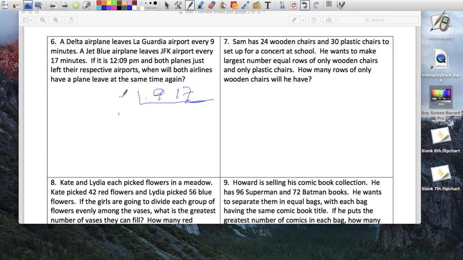So ladder method, 1 is the only number that goes into all 3, so you know that you have to multiply these 3. So the LCM is the product of all these 3. So 9 times 17, I have no idea.